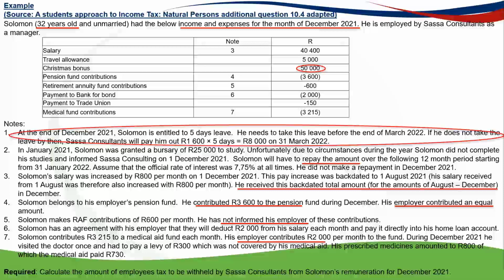On an overall analysis of the information provided, as we have annual and variable amounts in our scenario, we will need to perform two calculations to get to the employee's tax to be withheld for the month of December 2021. Remember, in that month, we had more than one type of remuneration that does not happen each and every month. So if we need to calculate employee's tax that needs to be withheld in that specific month, we will need to perform two calculations.